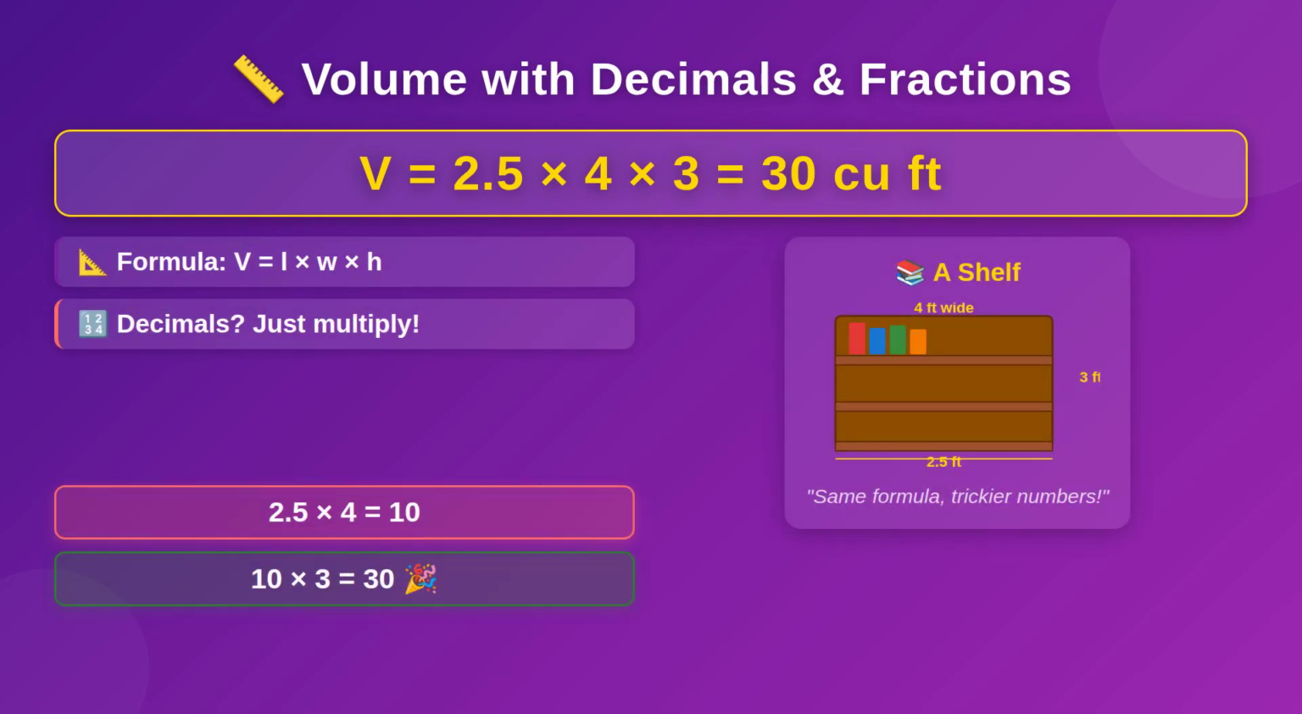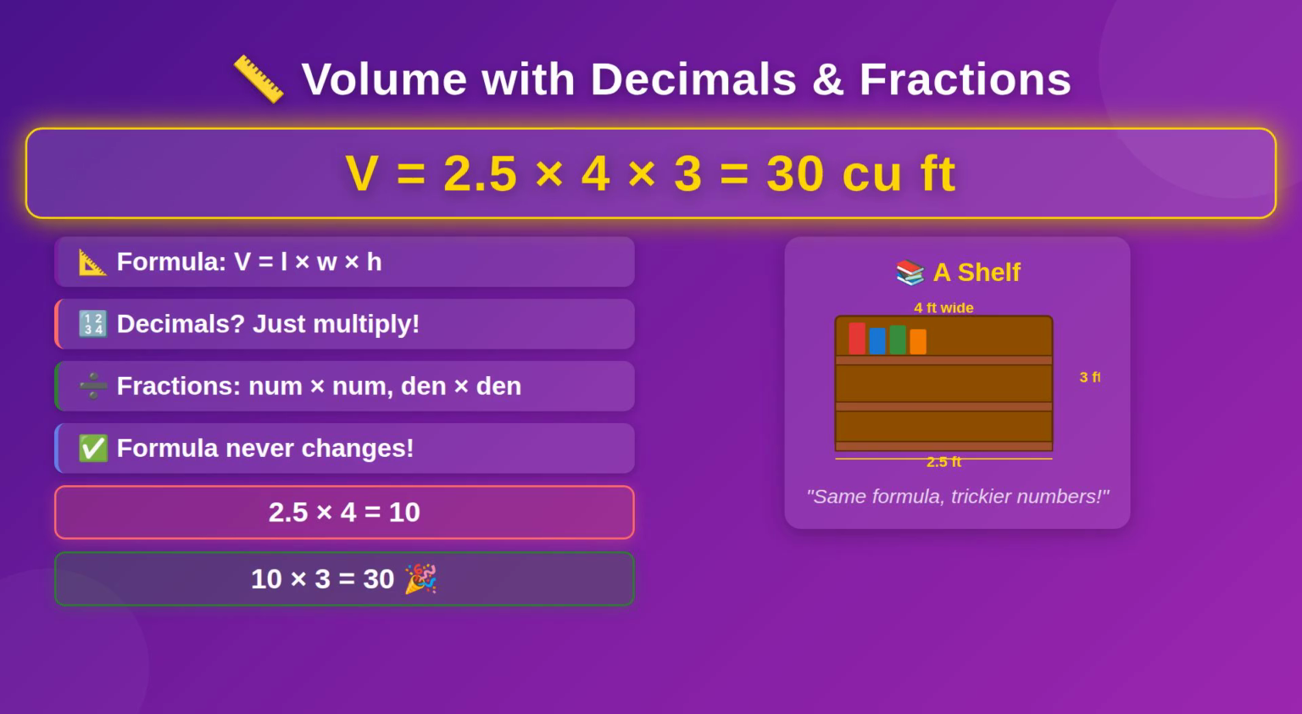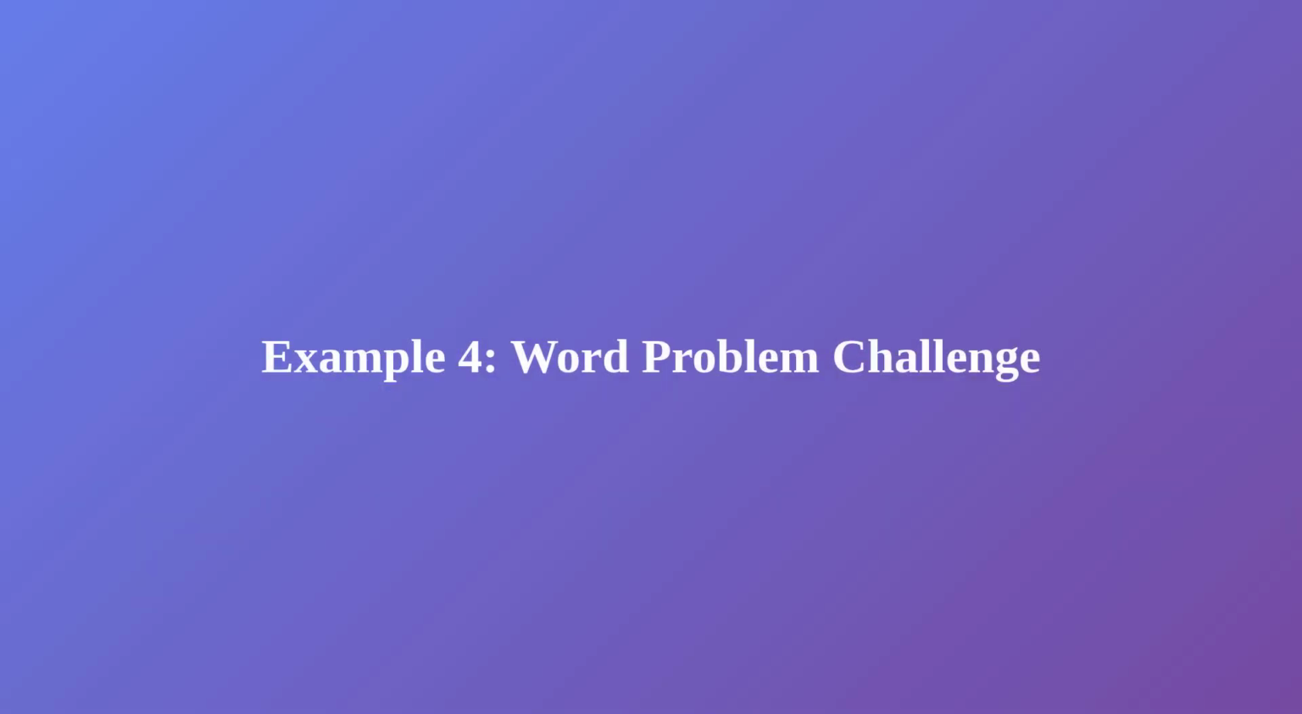Great news! The formula never changes, even when the numbers get trickier. If your dimensions include decimals, like a shelf that's 2.5 feet long, 4 feet wide, and 3 feet tall, you still just multiply straight through. 2.5 times 4 is 10, and 10 times 3 is 30, so the volume is 30 cubic feet. With fractions, same idea. Multiply numerator times numerator, denominator times denominator. Maya's friend got confused here at first, but once she saw that the formula stays the same, it all clicked. The formula is your best friend. Trust it.